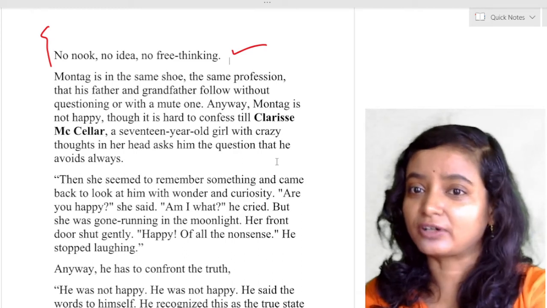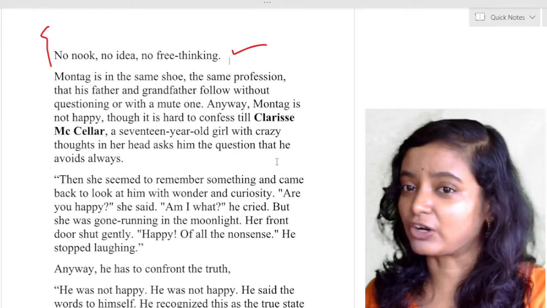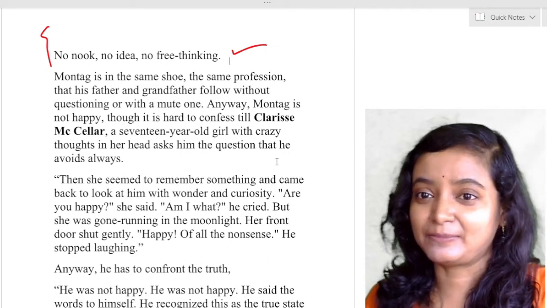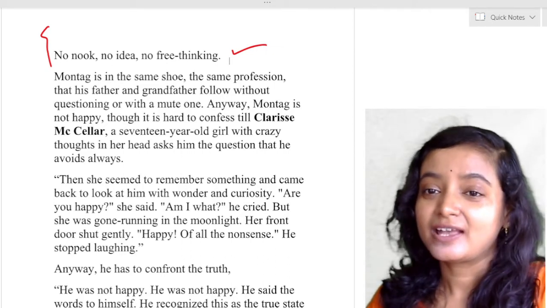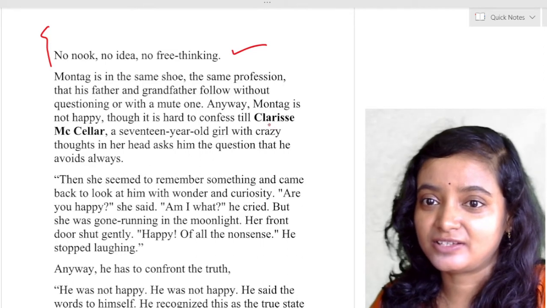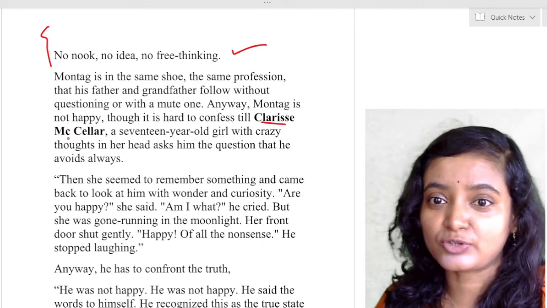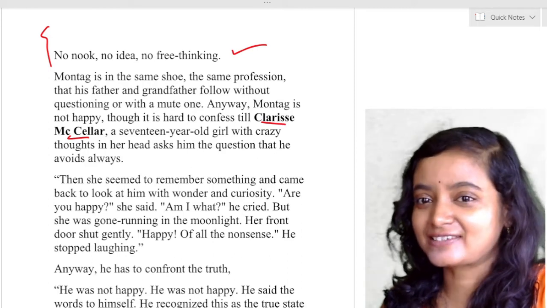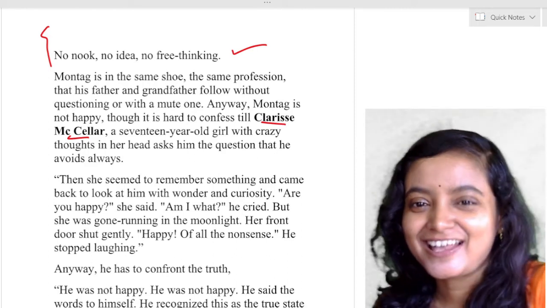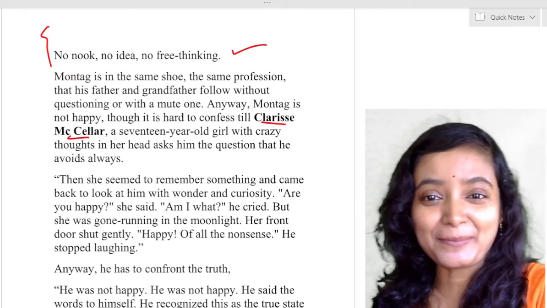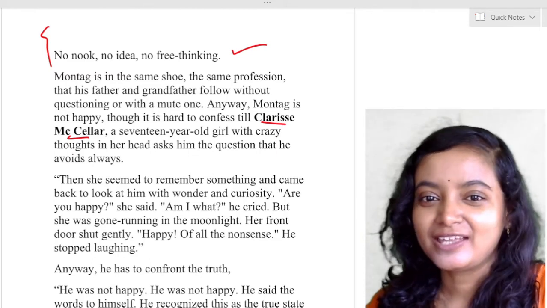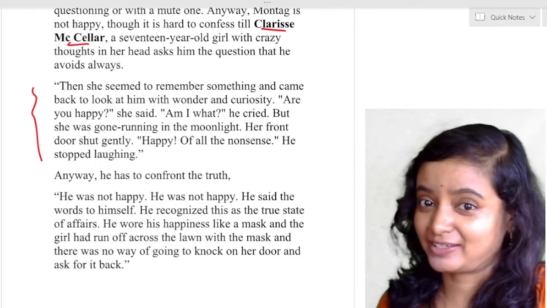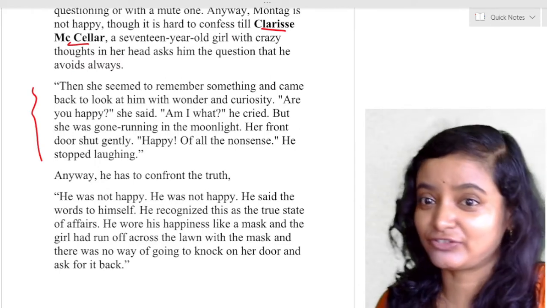Though it is hard to confess, he never confessed, but then he met his neighbor Clarisse McClellan. Clarisse McClellan is a girl, 17 years old, with crazy thoughts in her head. And she asked him, "Are you happy?" That question haunted Montag. Then she seemed to remember something and came back to look at him with wonder and curiosity. "Are you happy?" she said.